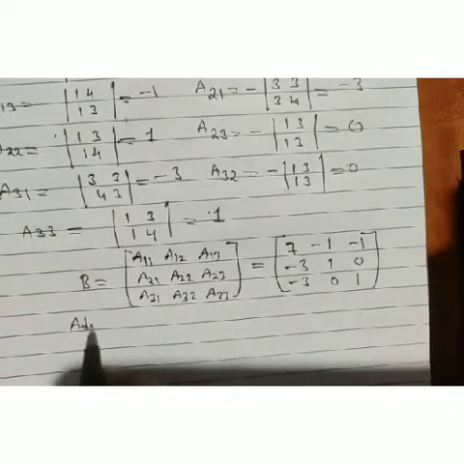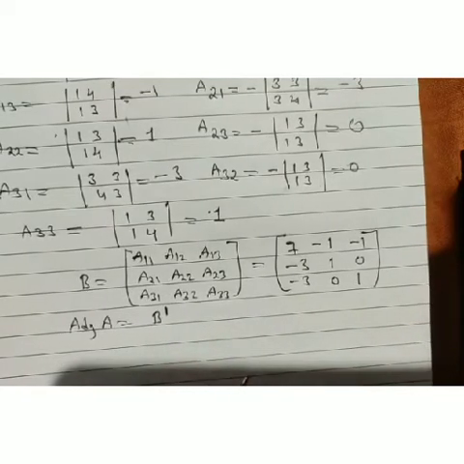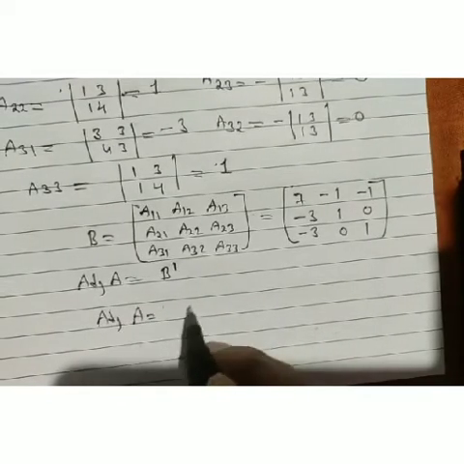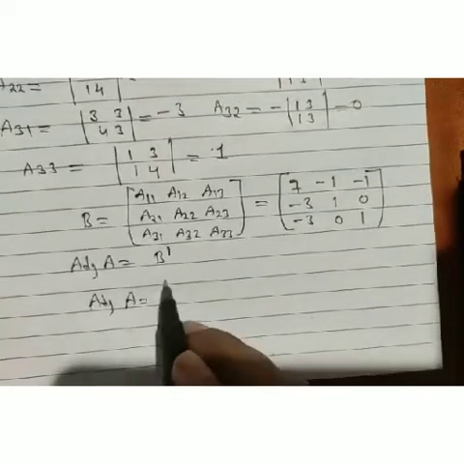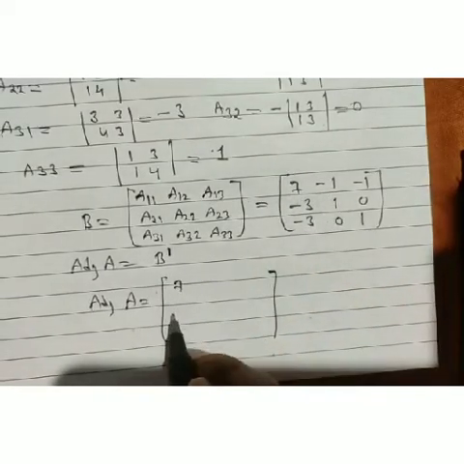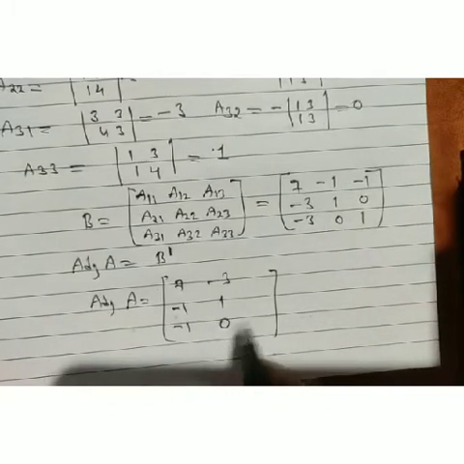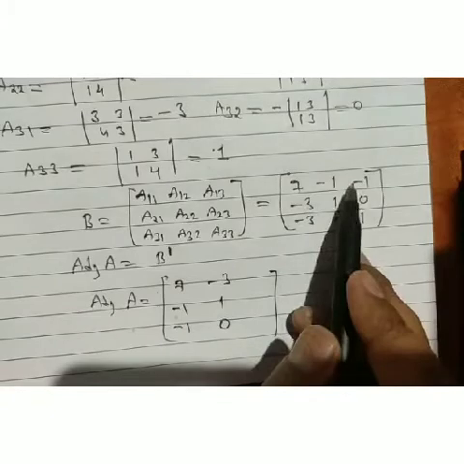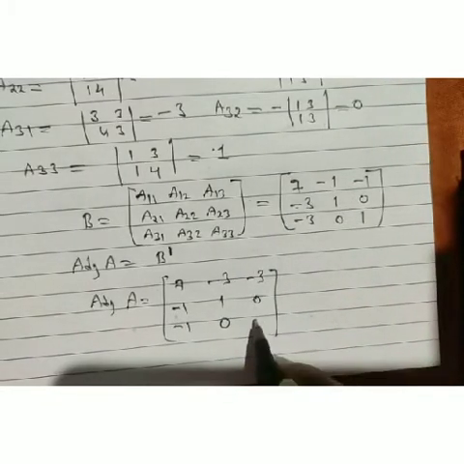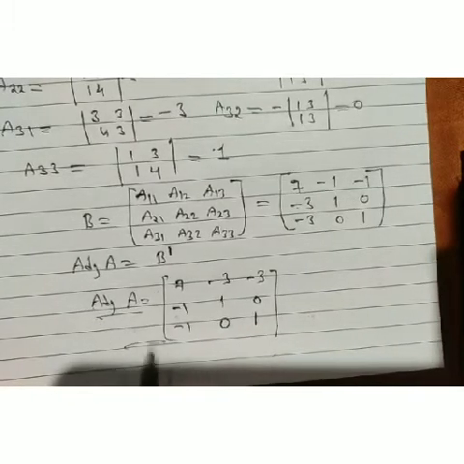The adjoint of A is defined by the transpose of B. That's our transpose of B. Then what do we have? The adjoint of A is what? We are going to take the transpose of this. This is our 7, minus 1, minus 1, minus 3, 1, 0, minus 3, 0, and 1. This is our adjoint of A.